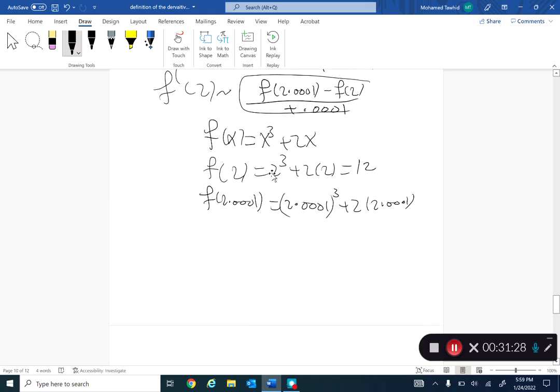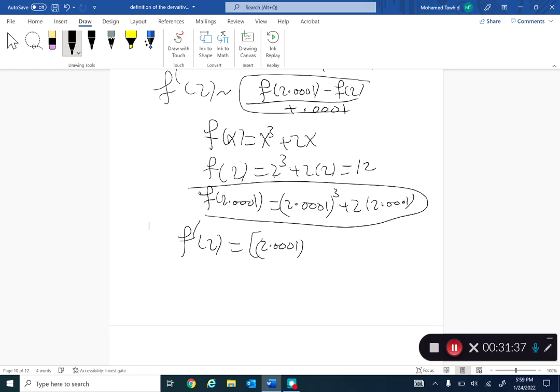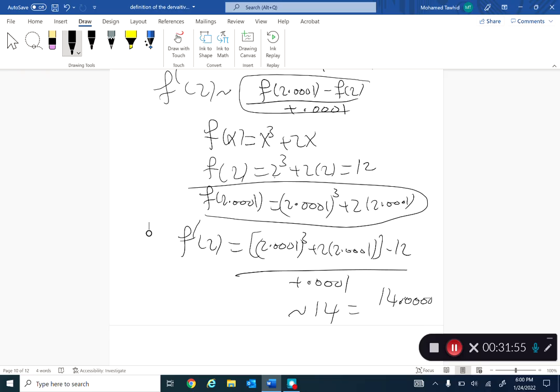If I do that here, f prime of 2 will be 2.001 cubed plus 2 times 2.001 minus 12, the whole thing over positive 0.001. If I use technology for this, you almost get 14, you are going to get 14.00001 or something like this. All right, so that is your numerical way.